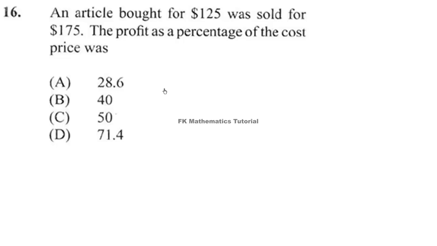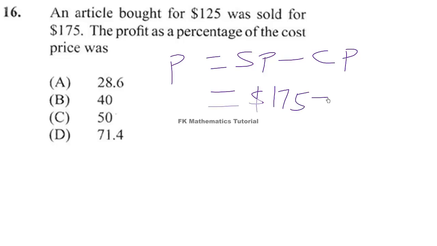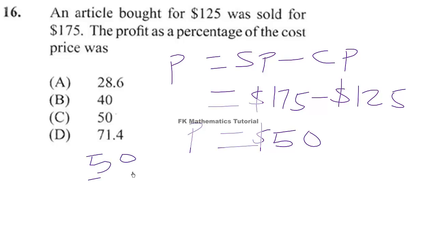An article bought for $125 was sold for $175. The profit as a percentage of the cost price was. So let's find the profit first. Profit is equal to selling price minus the cost price. So what is the selling price? Is $175. And what is the cost price? Is $125. So the difference is $50. We want to express this profit as a percentage of the cost price. The cost price is 125, so it will be 50 over 125 times 100%.